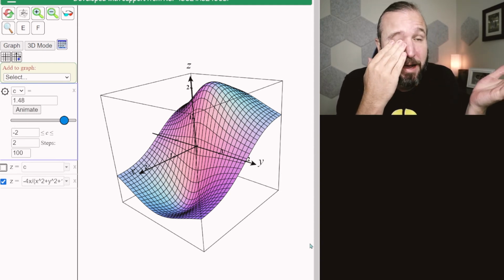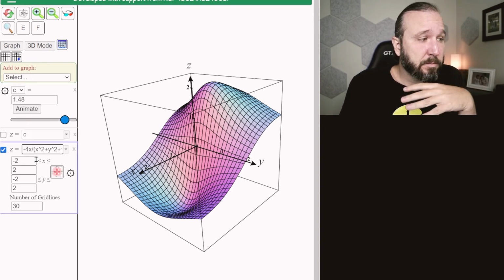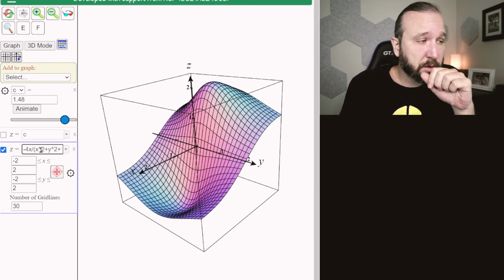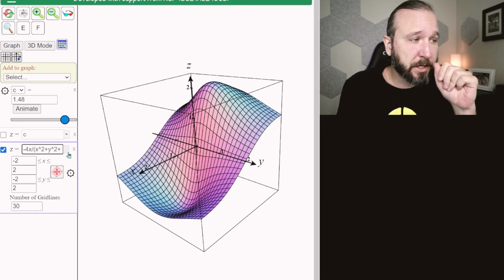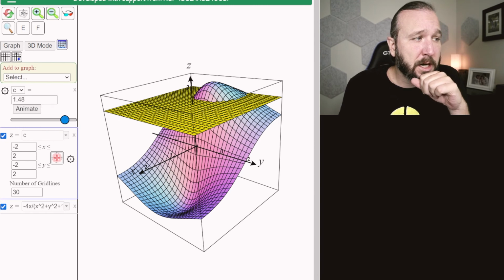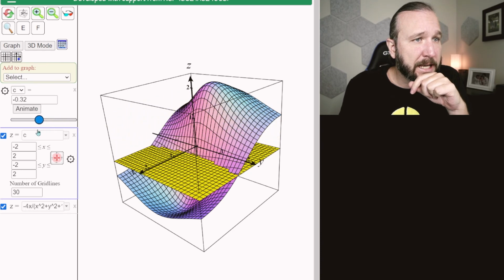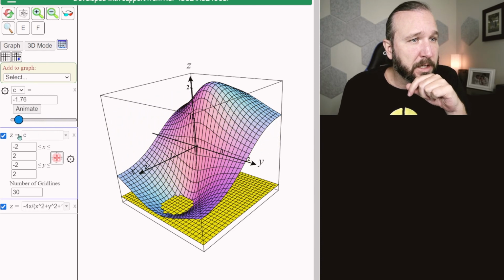A good way to really understand a surface and how the topographical map should look is to have the computer graph it for you. So what you can do is take whatever curve or surface you're looking at, whatever function of multiple variables, and plug it into CalcPlot3D. And then you can add a slider as z equals a constant, and the computer will give you a slider, and you could imagine that level curve moving up and down.